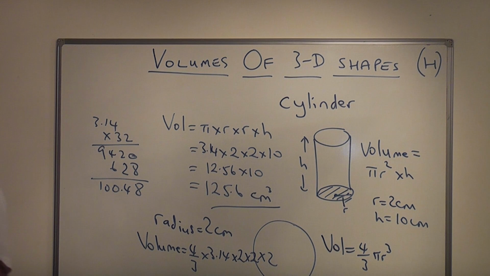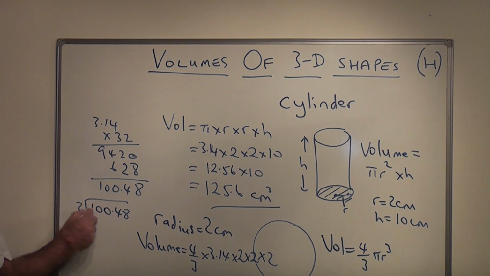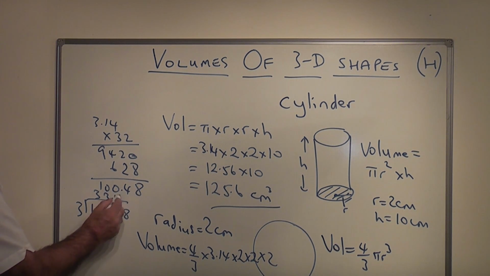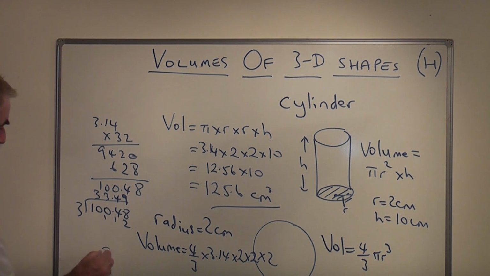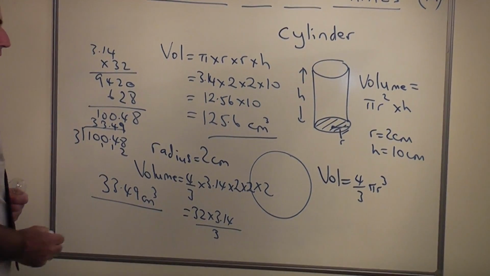Okay? So we've got 100.48 and we've now got to divide that by 3. So a bit of long division here. 3's into 10 goes 3 times, remainder 1. And 3's into 14 is going to go 4 times. And that's going to be about 49. So it's going to be about 33.49, and this would now be centimetres cubed, because again it's a volume.